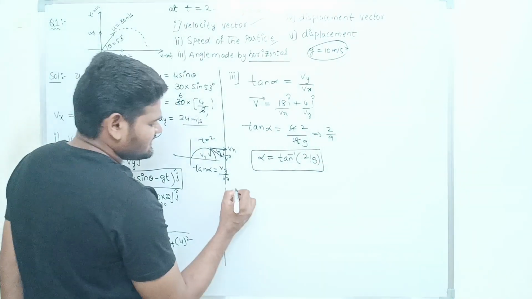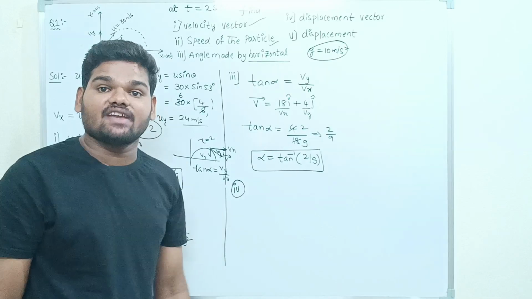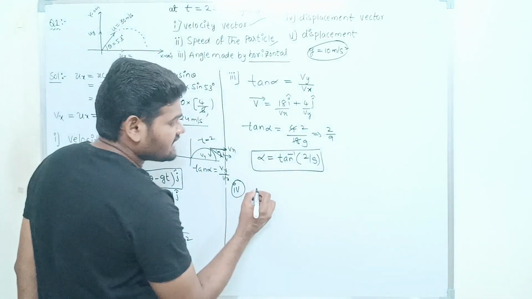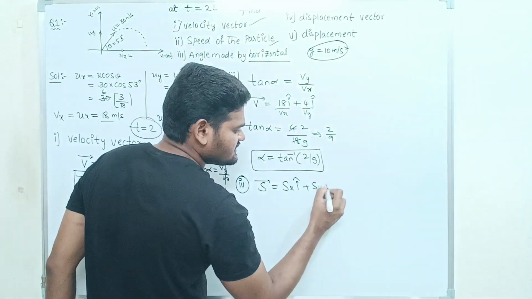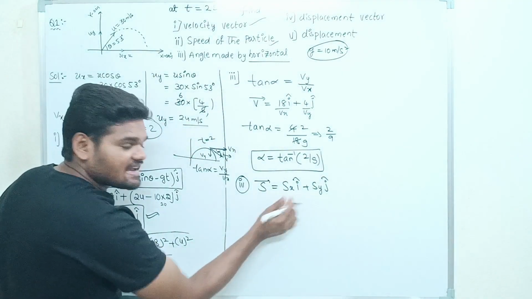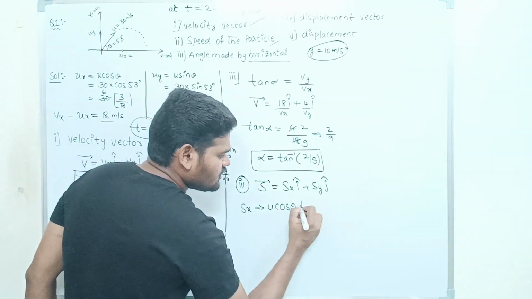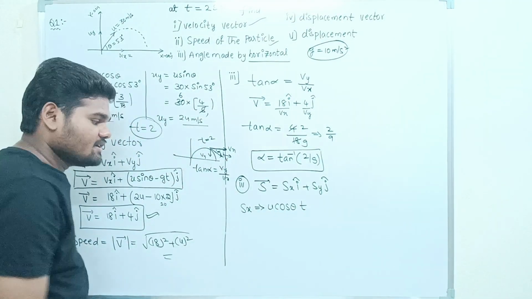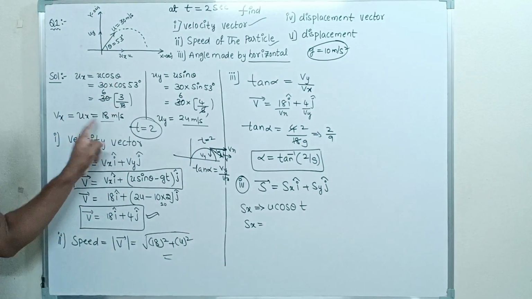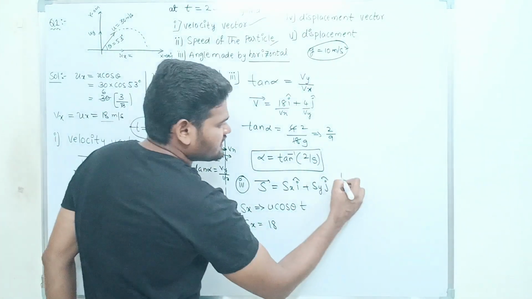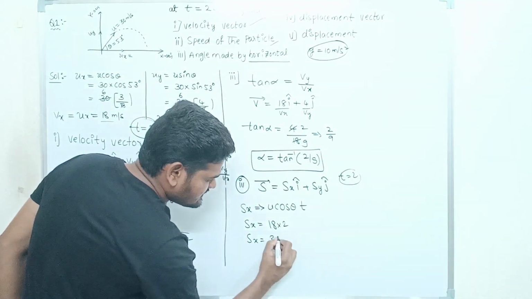Right. Fourth one. So what is the fourth one? Displacement vector we have to find. So how to find the displacement vector? Displacement vector S bar is equal to Sx I cap plus Sy j cap. I told you that. What is the Sx? Displacement along x direction, U cos theta into t. So Sx is equal to, what is the value of U cos theta? U cos theta is equal to 18. Time t is 2 seconds, into 2. So Sx is equal to 36.